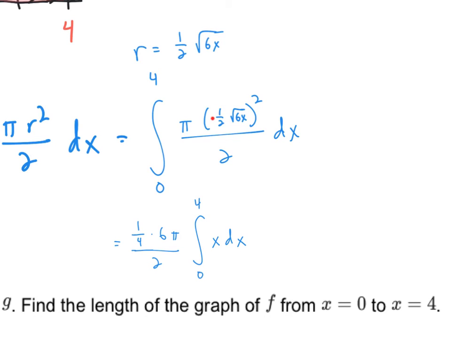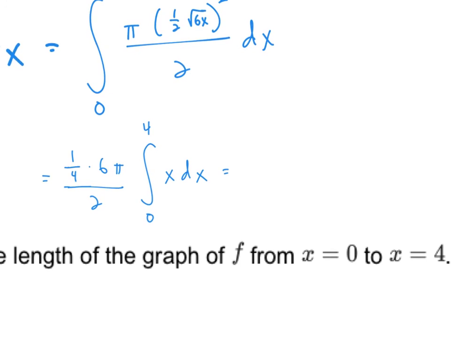Okay, so just keep in mind, this 1/2, when you square it, becomes a 4th. When you square, this square root goes away, so this 6 you can pull out, this pi you can pull out, and this 2 you can pull out. Okay, so now I'll clean up this integral a little bit. So this will be 3 pi over 4.